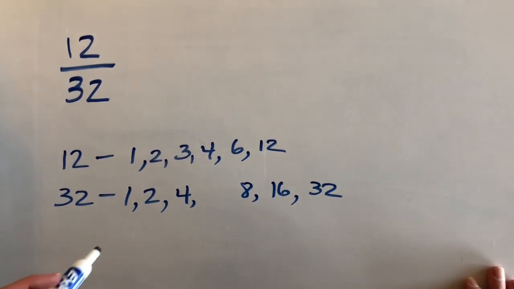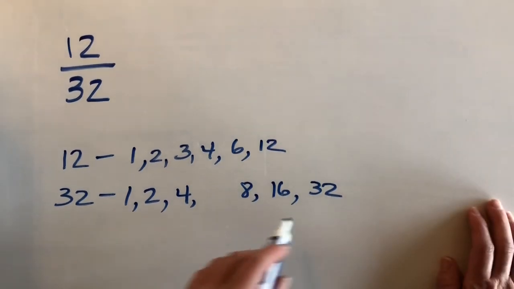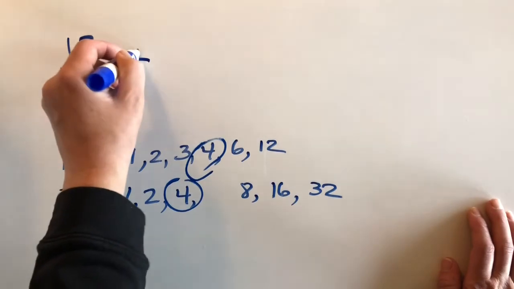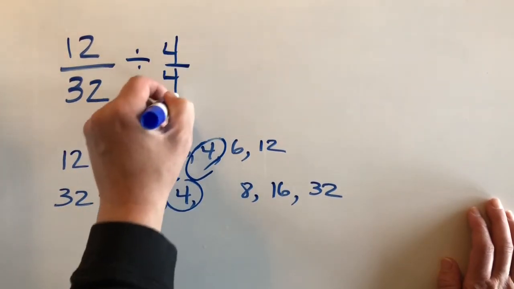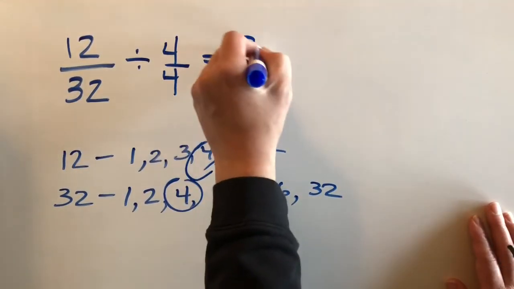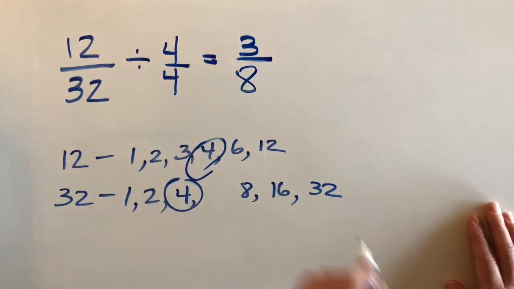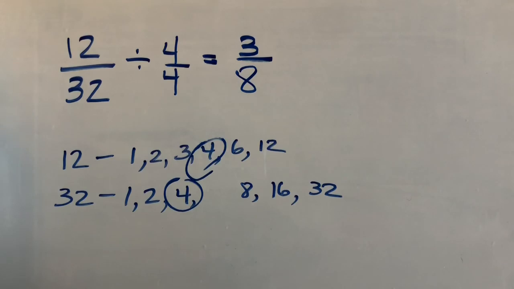So then we find the greatest common factor, the GCF. And if you look here, it would be 4 again. So we're going to divide by 4/4. 12 divided by 4 equals 3. 32 divided by 4 equals 8. So 12/32 is equivalent to 3/8.